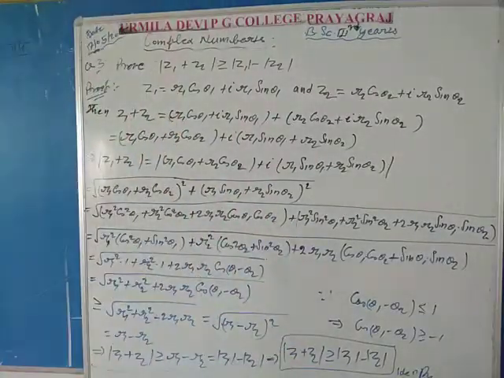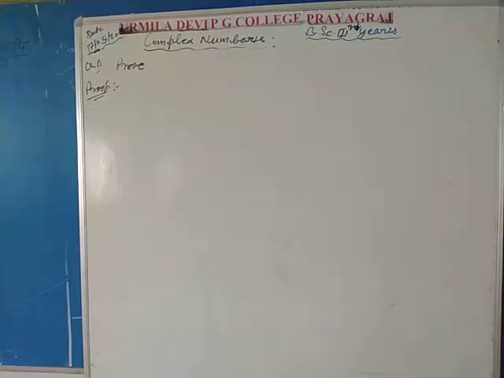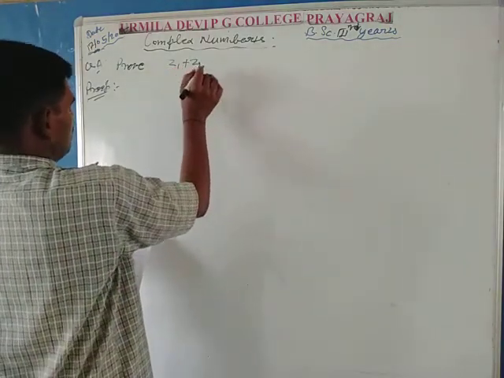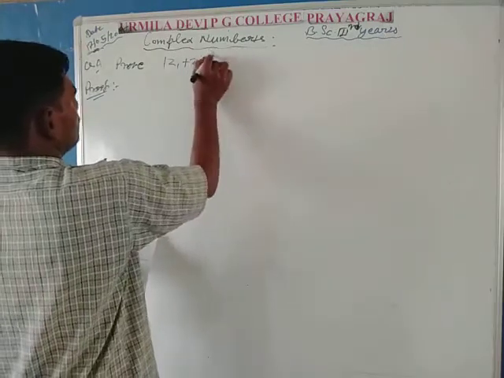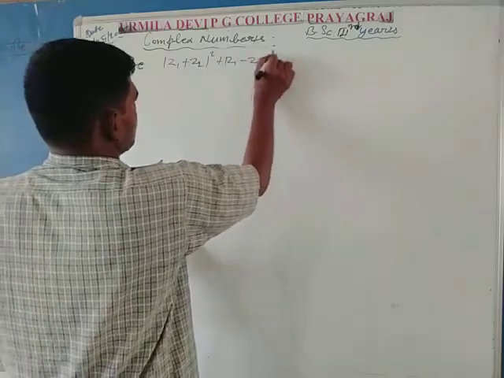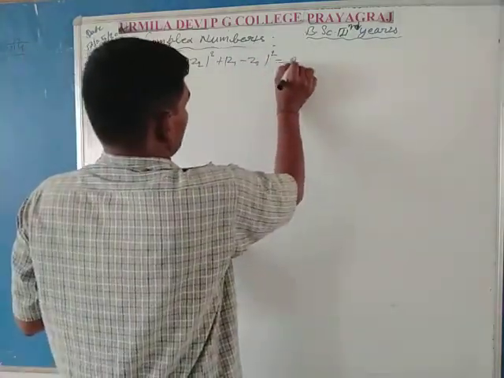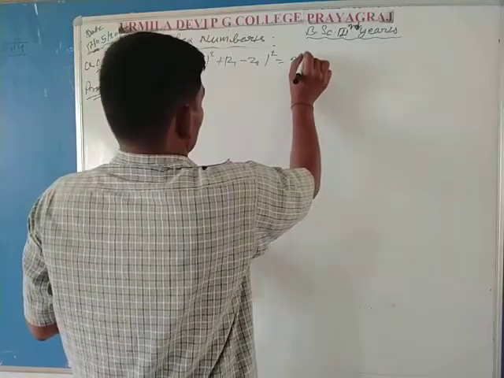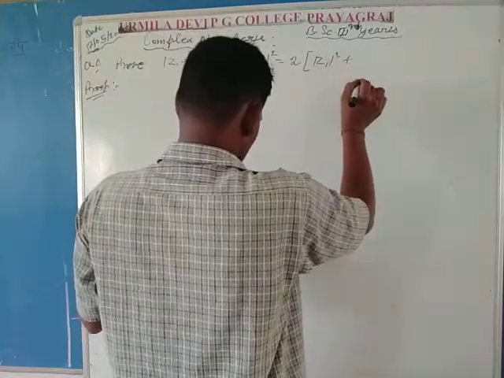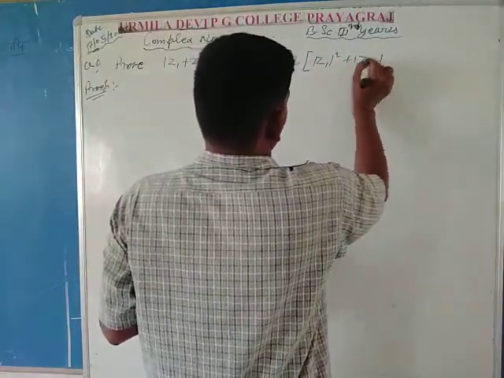Now consider the next question. In question 4, prove that |z1 + z2|² + |z1 − z2|² is equal to 2 times (|z1|² + |z2|²).